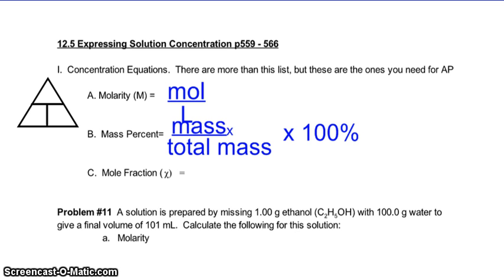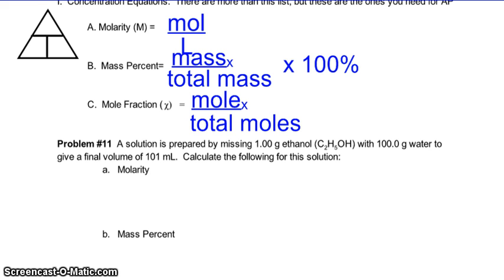The mole fraction is the Greek letter chi there. The mole fraction is very similar. It's going to be the moles of the solute over the total moles of the solution. So the moles of the solute and the moles of the solvent. So here's problem number 11. A solution is prepared by massing 1.00 grams of ethanol with 100 grams of water to give a final volume of 101 milliliters. Calculate the following for the solution.